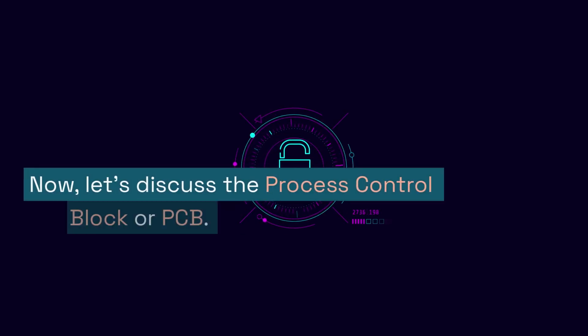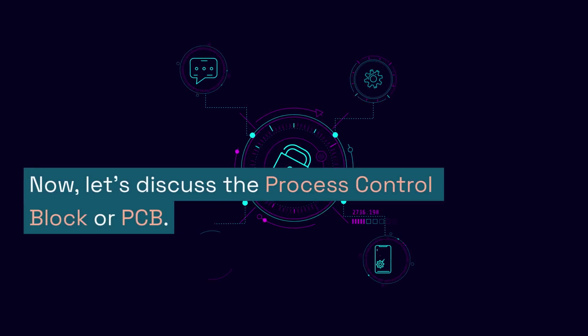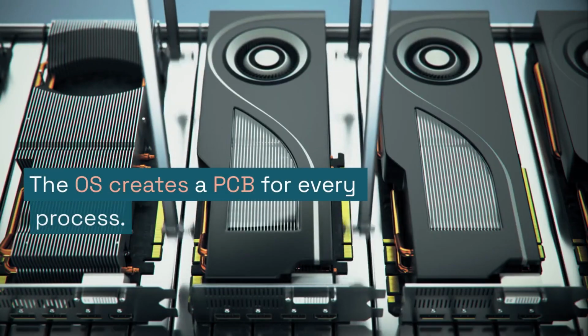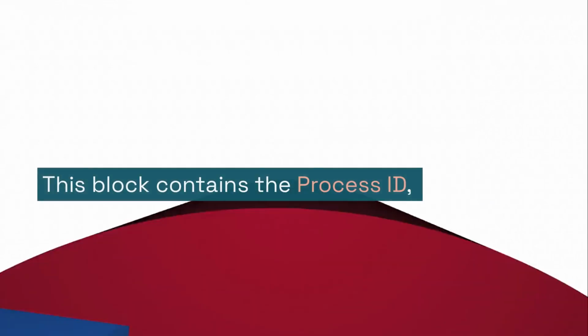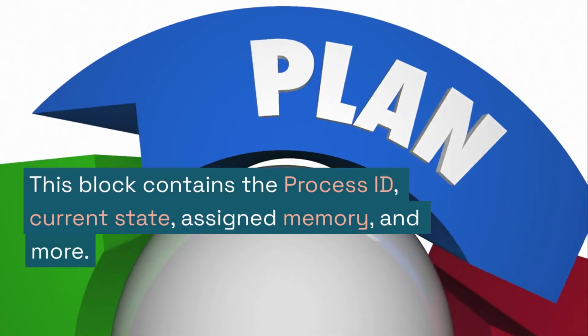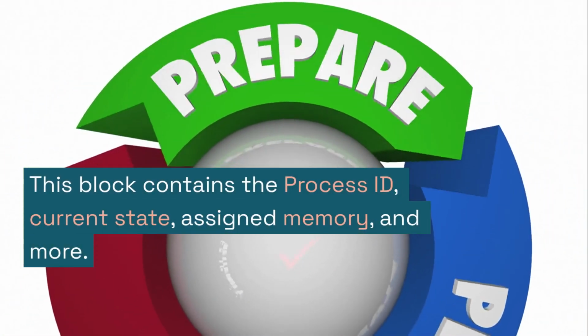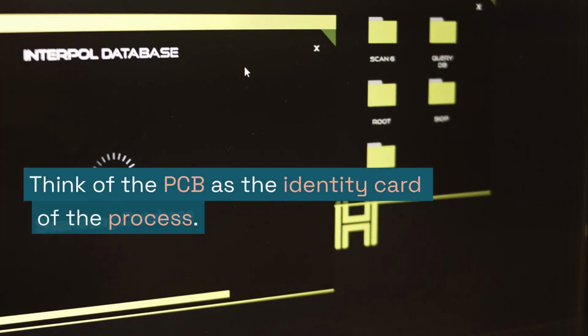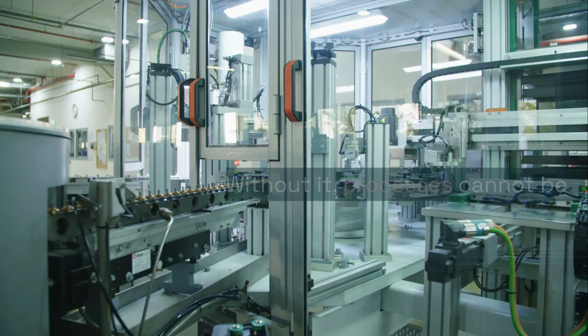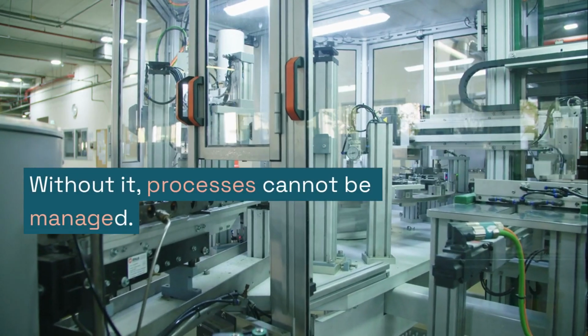Now, let's discuss the process control block or PCB. The OS creates a PCB for every process. This block contains the process ID, current state, assigned memory, and more. Think of the PCB as the identity card of the process. Without it, processes cannot be managed.